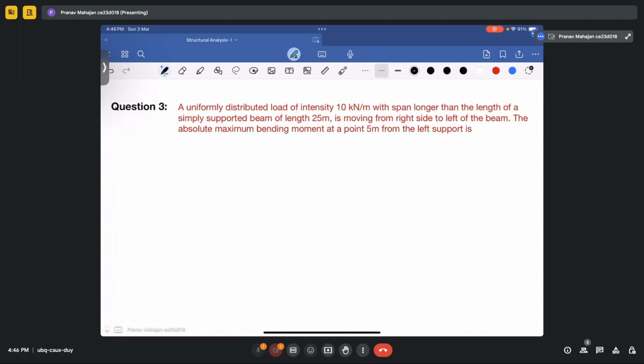Another question: you have a simply supported beam of length 25 meter subjected to a uniformly distributed load of 10 kilonewton per meter, and this load is greater than the span, and it is moving from right to left of the beam. You have to calculate the maximum absolute value of the bending moment at a point 5 meter from the left hand support.